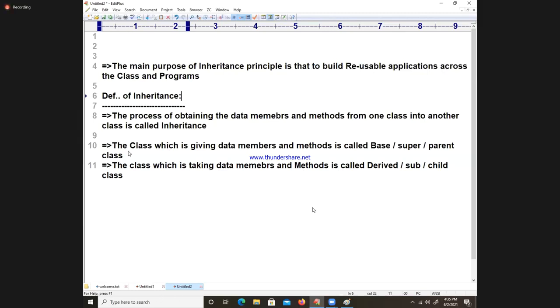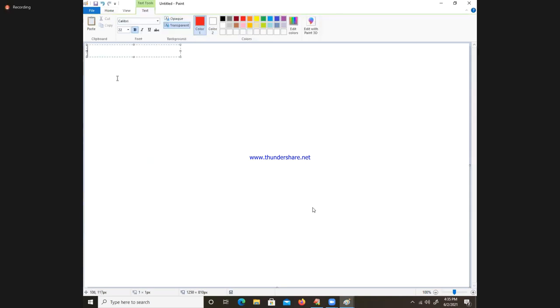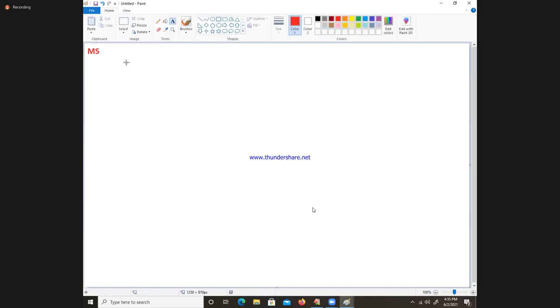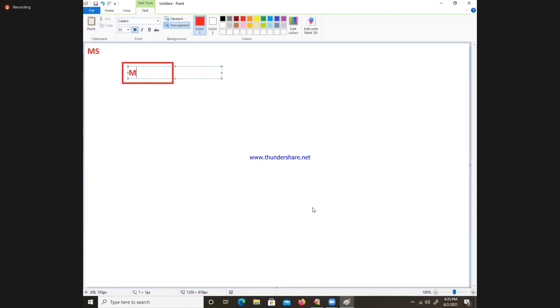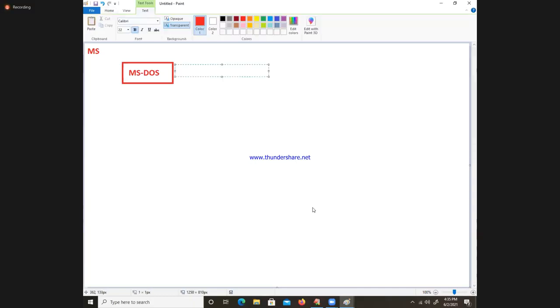Dear students, Microsoft and every company will use inheritance in their application development. Take Microsoft. When they started building the first OS, officially they announced MS-DOS. This is the first OS they released. To build this OS, they wrote a lot of programs, a lot of code. They spent some years. This is called time.